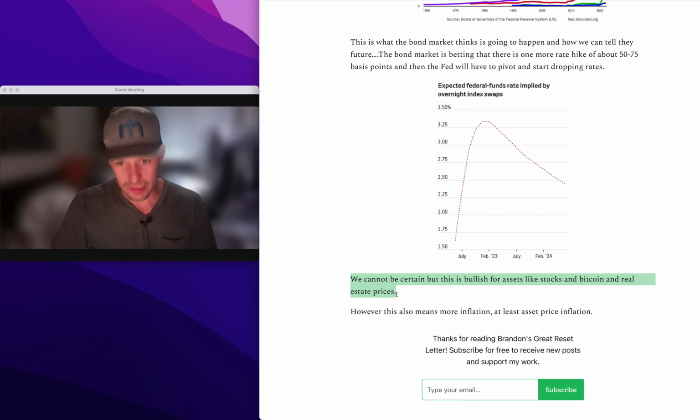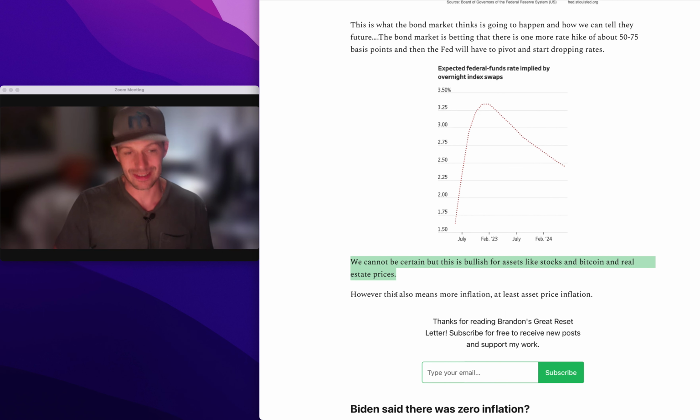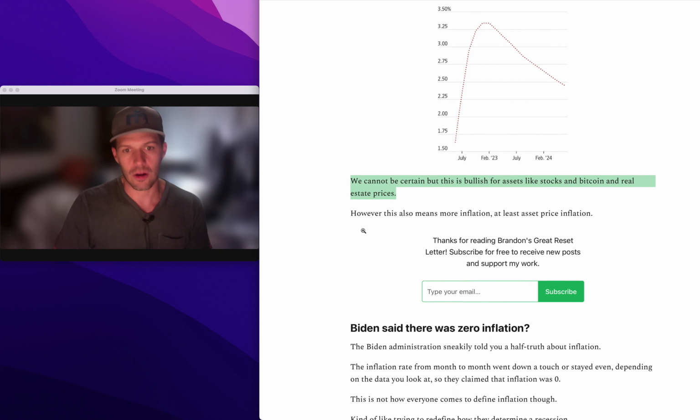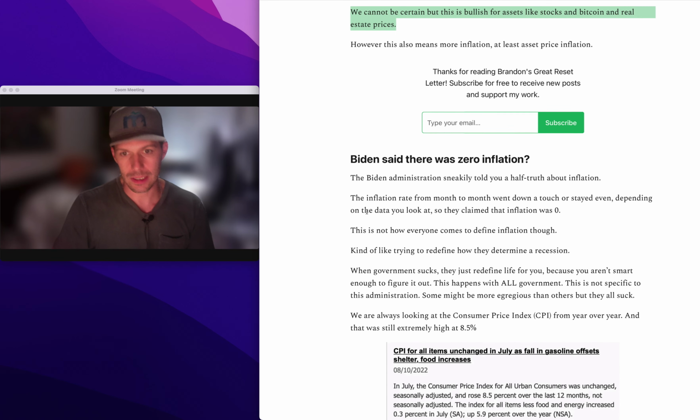We cannot be certain, like we said before, but this is very bullish for assets like stocks and Bitcoin and real estate prices. And this is where it gets, you know, crazy. Again, going forward, the rest of this article here. However, this also means more inflation, at least asset price inflation. This is important because this is what they want to do, which is financial repression, which we're going to get into here in a little bit.